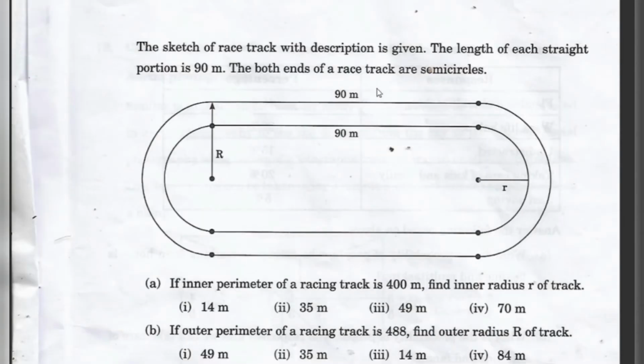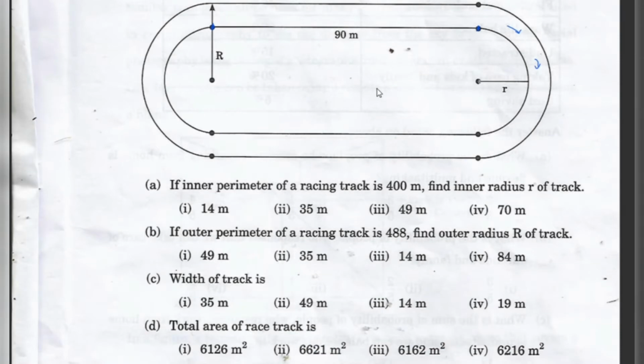The sketch of the race track with the description is given. The length of each straight portion is 90. So this part from here to here is 90, and both the ends of the racetrack are semicircles. This part is a semicircle. You can relate this question to the textbook question on the track. So let's check what the questions are over here.